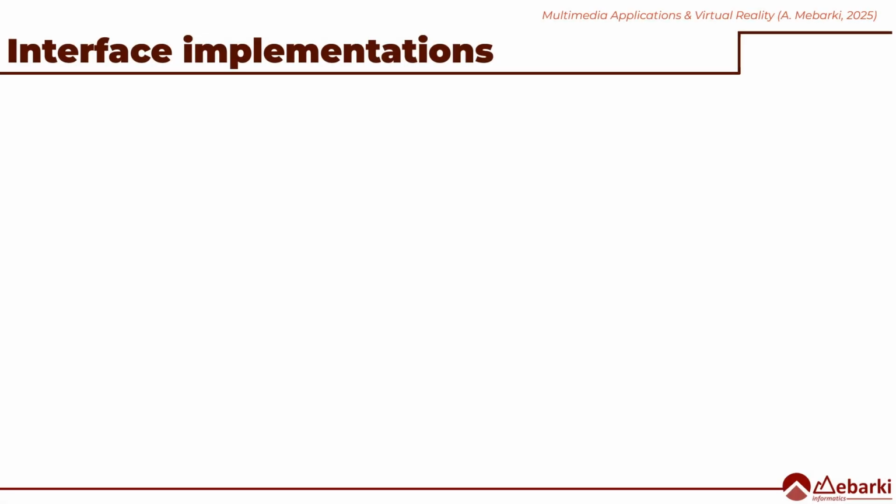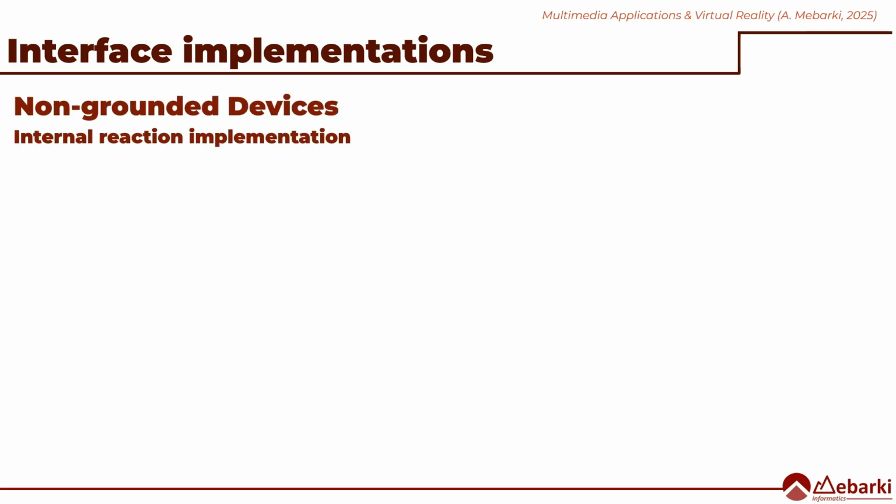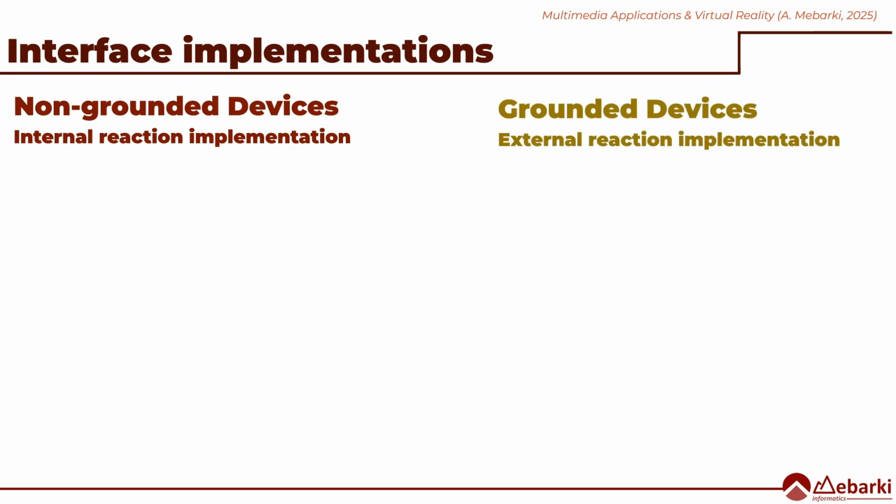Haptic devices can be categorized according to how they generate and apply reaction forces to the user, with 2 primary implementation strategies: non-grounded or internal reaction systems, and grounded or external reaction systems. Each approach presents distinct advantages, limitations, and practical applications, particularly in virtual reality environments.